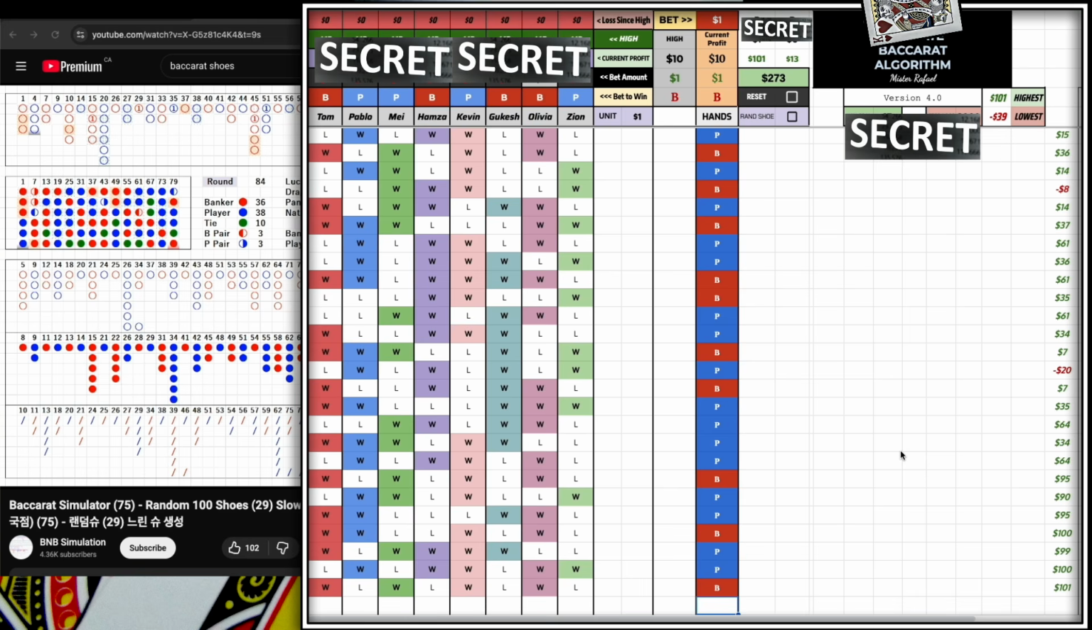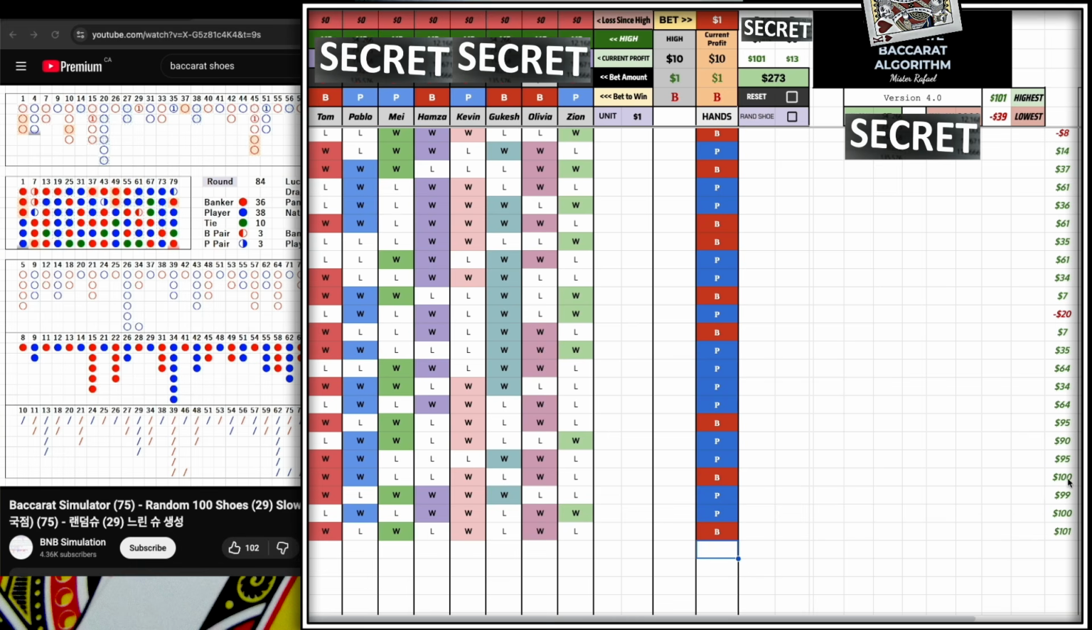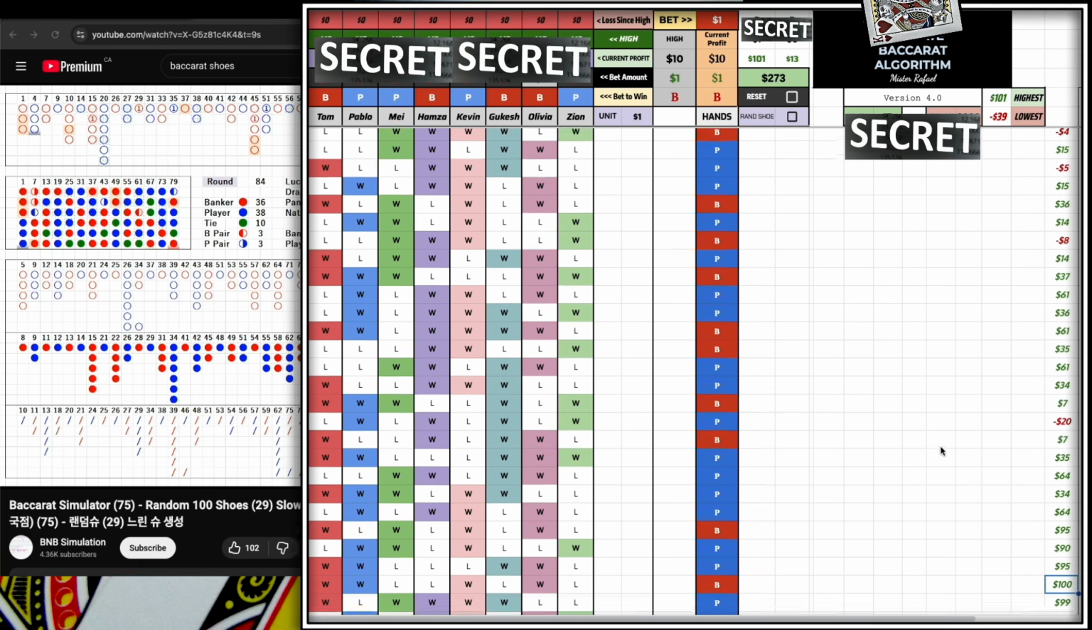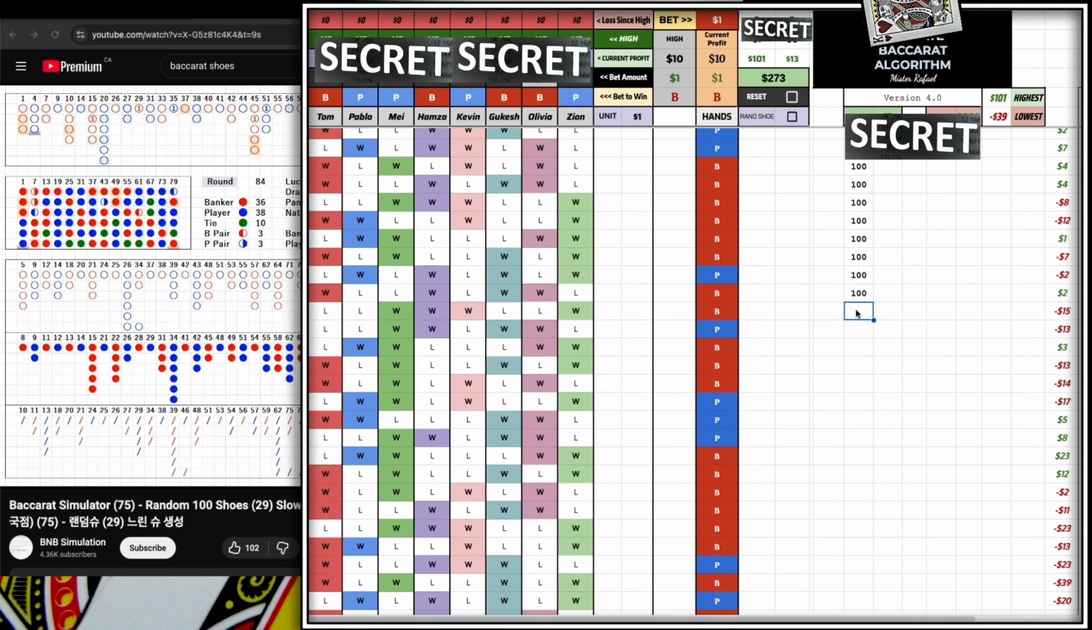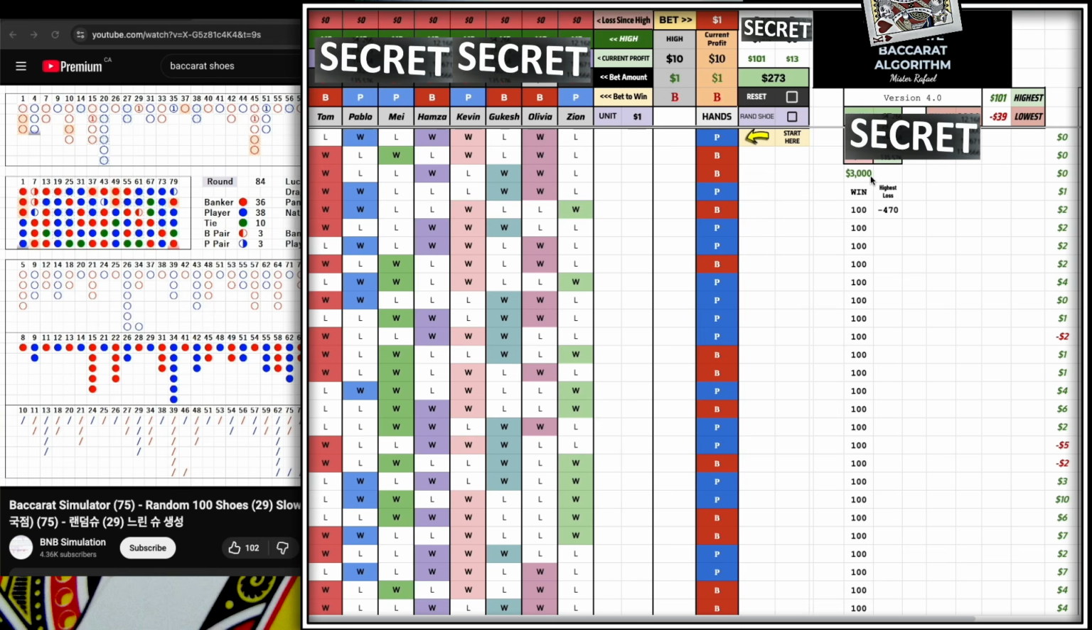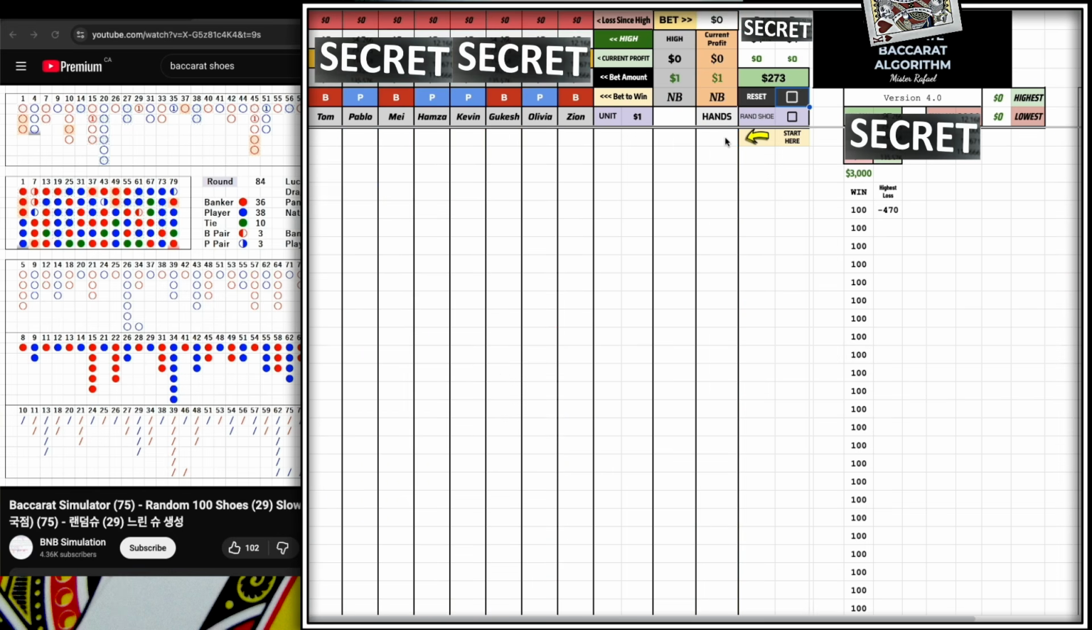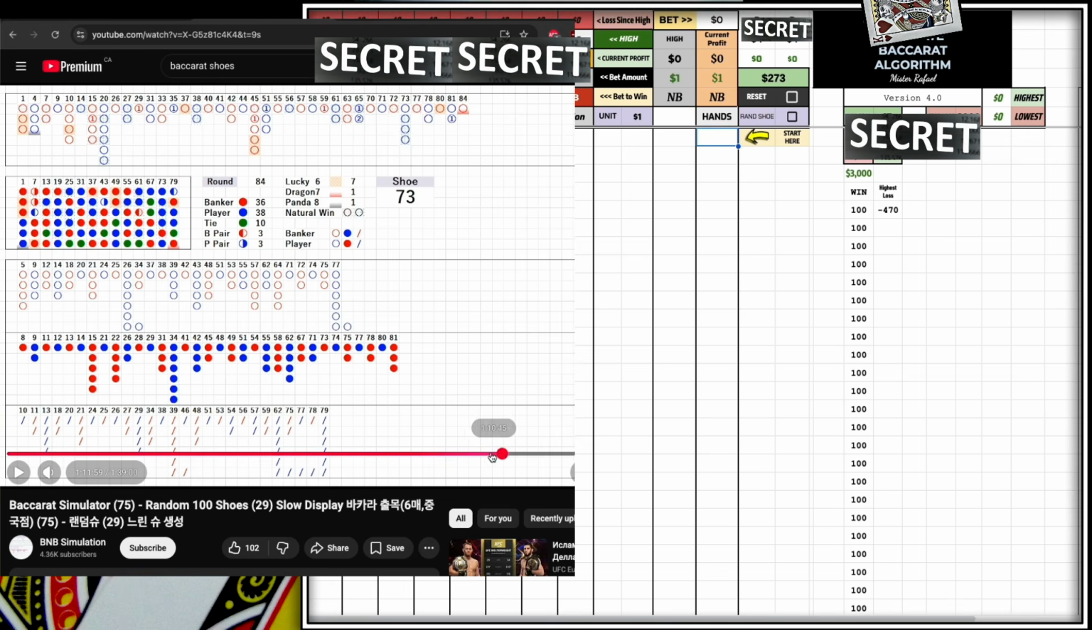Fantastic. Another win goal was reached right here. Okay, biggest drawdown only minus $39. All right, let's add another $100 to the bank. And look at that. We've hit the $3,000 mark. Unbelievable. This algorithm is insane. Wow. Okay, so let's go to shoe 74 now.